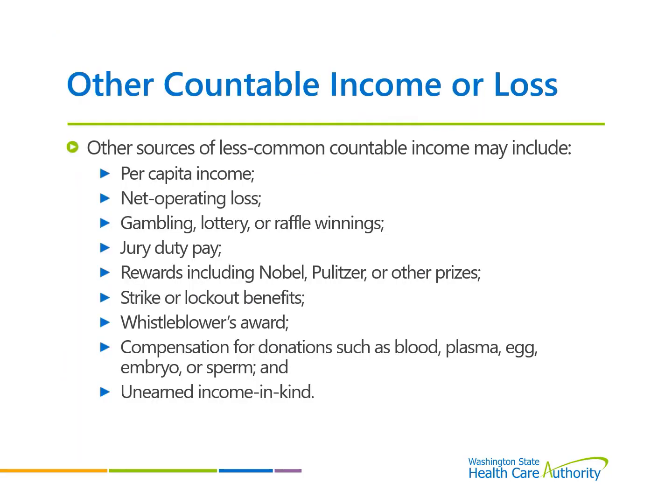Other countable income or loss. Other sources of less common countable income may include per capita income, jury duty pay, whistleblower's award, compensation for donations such as blood, plasma, egg, embryo, or sperm, and unearned income in kind.